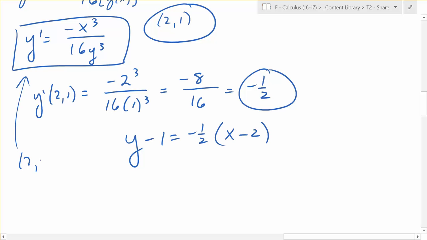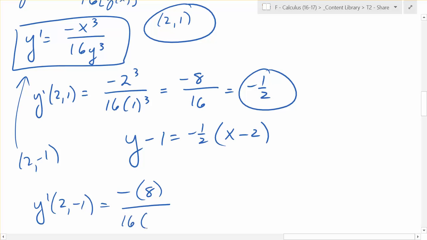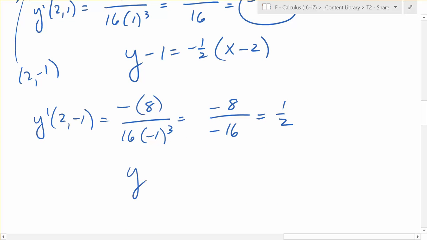Now we need to do this again, but what is the point this time? 2 comma what? Negative 1. So you get y prime at 2 comma negative 1. What's that going to be? Negative, well, it's negative 8 because you plug in the 2 again, right? But then what's on the bottom? 16 times what? Negative 1 cubed. What is negative 1 cubed? So the slope this time is what? 1/2. So what's the equation this time? y minus, I know it turns into plus, but y minus what? Negative 1 is equal to 1/2 times x minus 2.